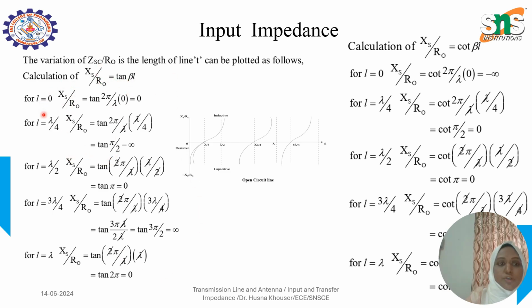So by varying the length, 0 to lambda, that is lambda by 4, lambda by 2, 3 lambda by 4, we have calculated when it will become 0 and when it will become infinity, based on these equations we have substituted here. And similarly, when it is open circuited, this Xs by R naught will become cot beta L. So here we assume when it will become an inductive line and when this line will become a capacitive line, that we'll see in the next slide.